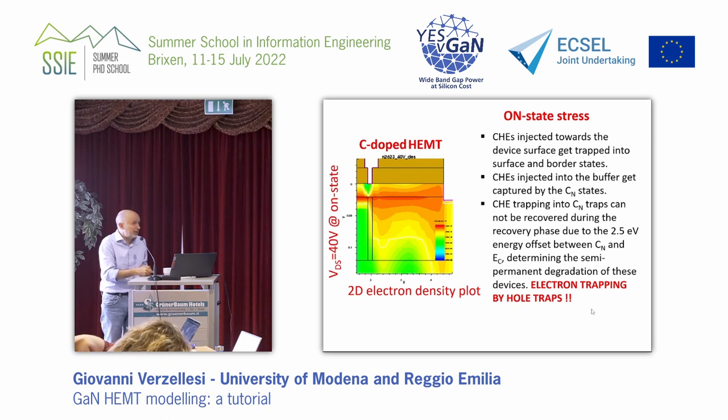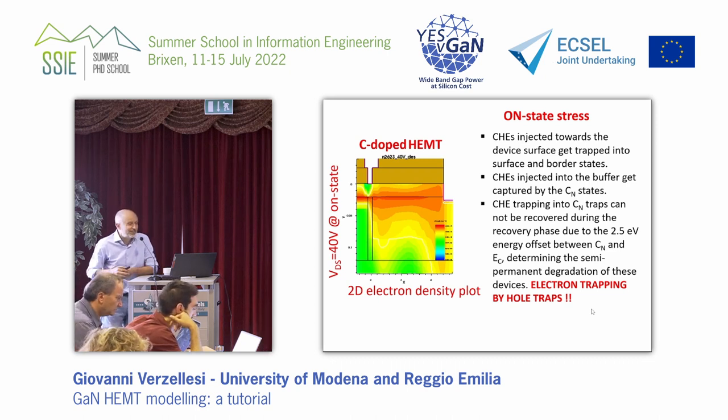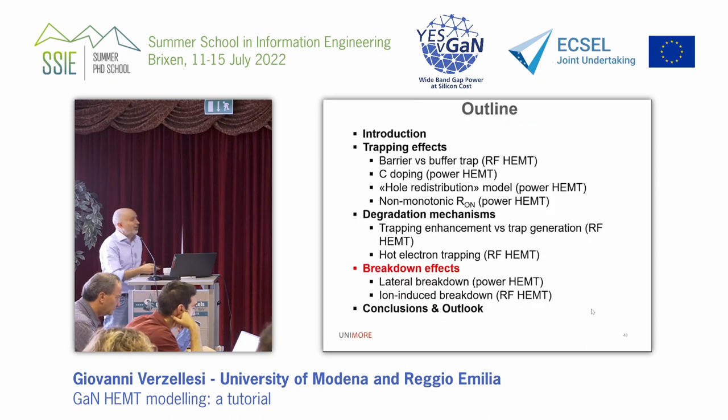And this kind of trapping cannot be recovered by electron detrapping, because the trap level is at 2.5 eV from the conduction band. So you have electron trapping into a trap, but since it is a hole trap, it cannot release an electron. It can only trap a hole to discharge. So this kind of degradation can only be recovered by hole trapping and not by electron emission.